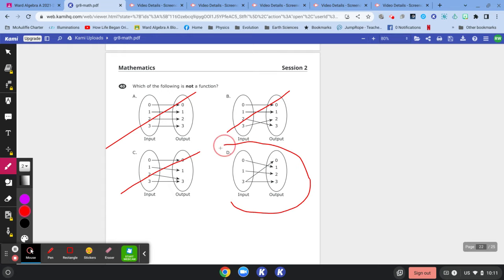It's perfectly legitimate mathematically, but if you were concerned specifically with functions, which are useful in predictive modeling in mathematics and all sorts of fields of study and applications, then this is not a function.